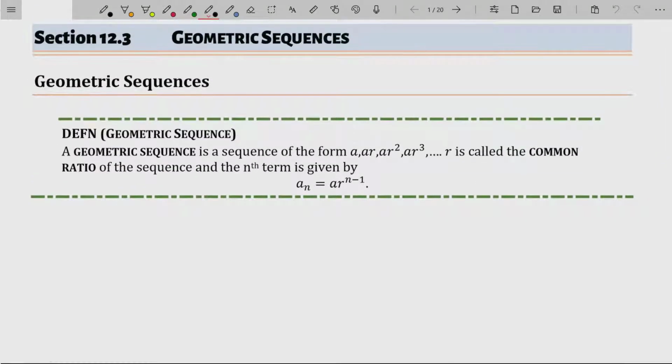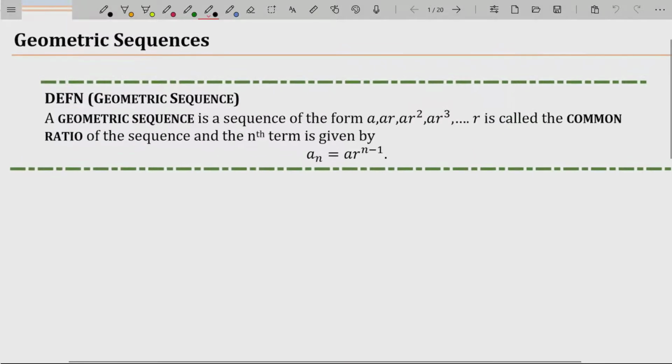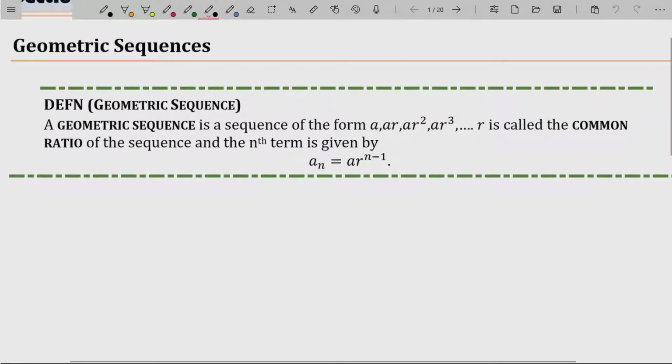In this video, we'll concentrate on a new kind of sequence. We already did arithmetic sequences. The most important kind of sequence for us is going to be geometric sequences. That is the kind of sequence that you find more often than not out in the real world. So let's talk about what a geometric sequence is.